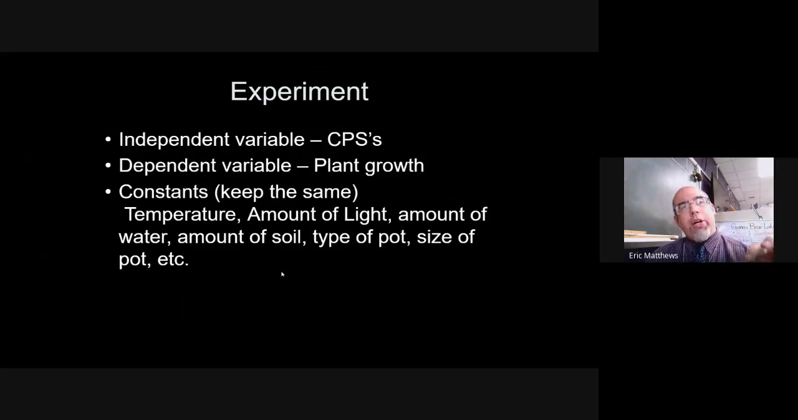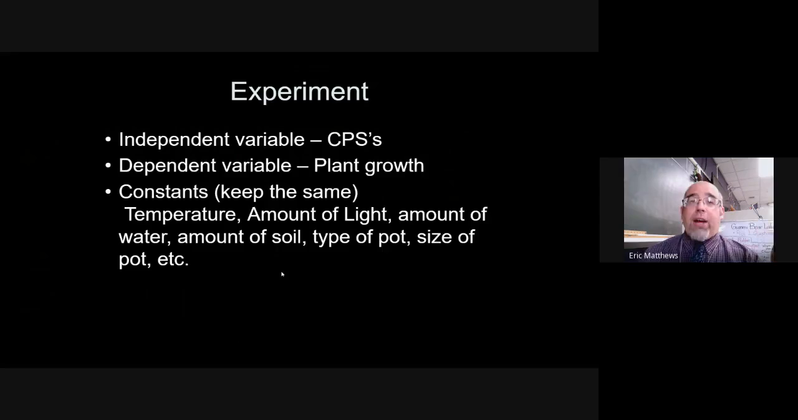So if we're changing one thing, only one thing, the colored plant strip, we should keep everything else the same as much as humanly possible. And no experiment is perfect. Everybody understands that science exists with a certain margin of error, because we can never keep everything the same for every single test, but we should try.